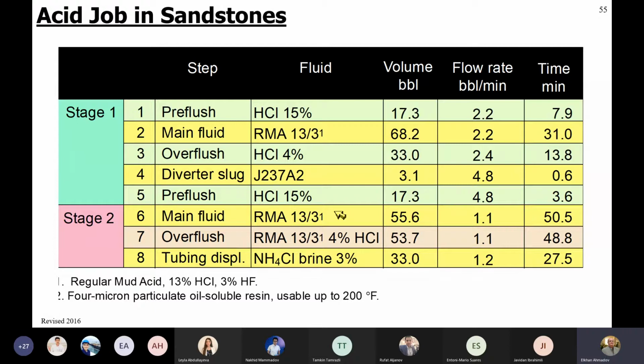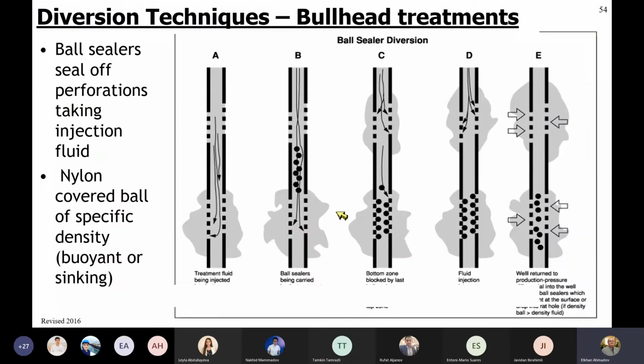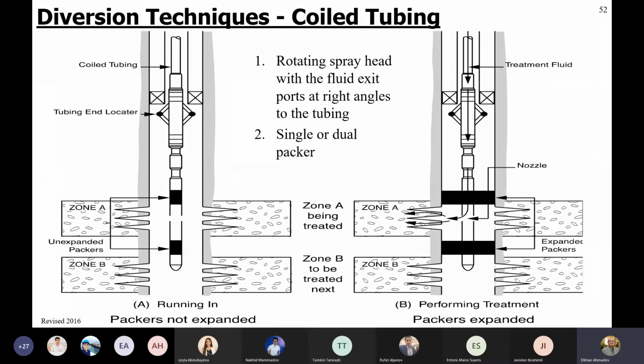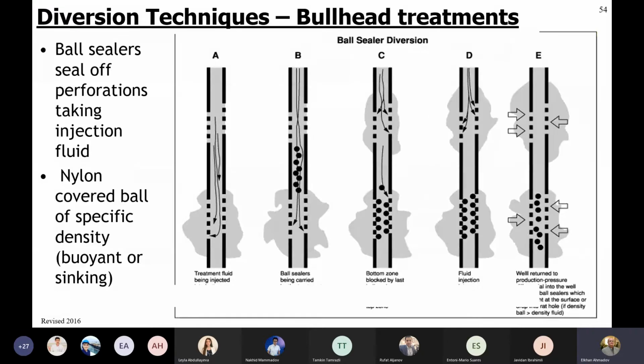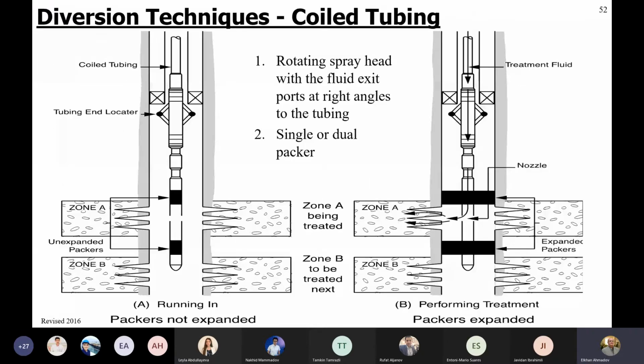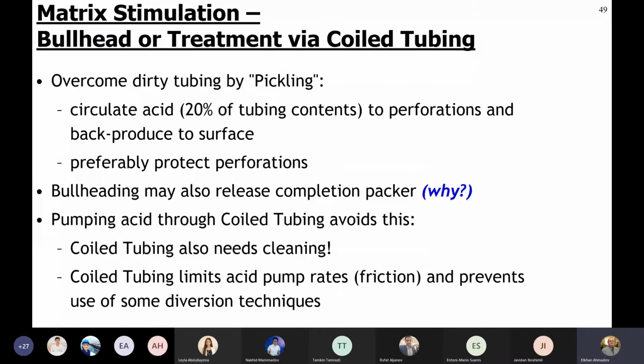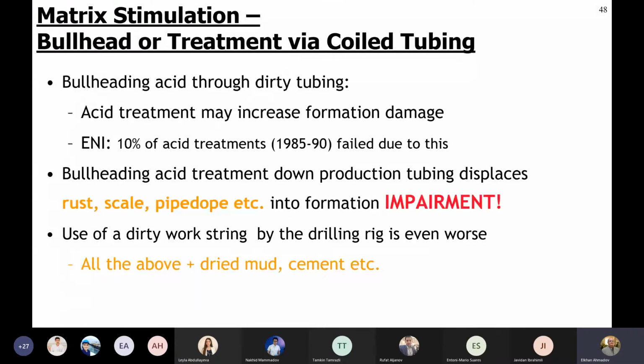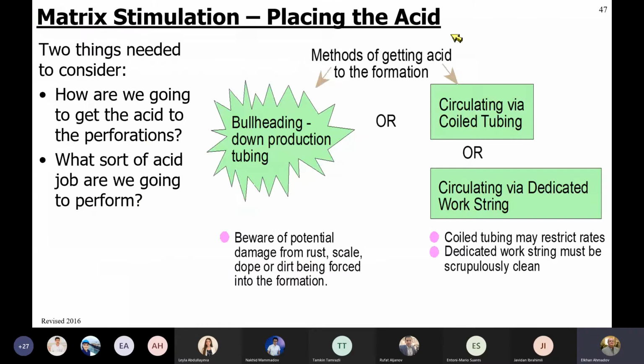Okay, just let's go through again. So we talked about the placement of the acid, bullheading, and coil tubing or workstring. Bullheading may result in formation damage due to rust, scale, or pipe dope in the tubing.